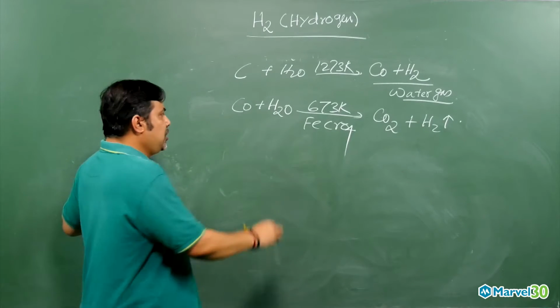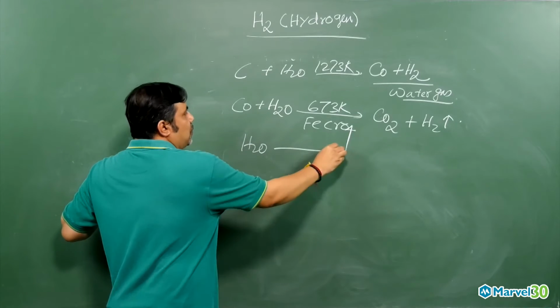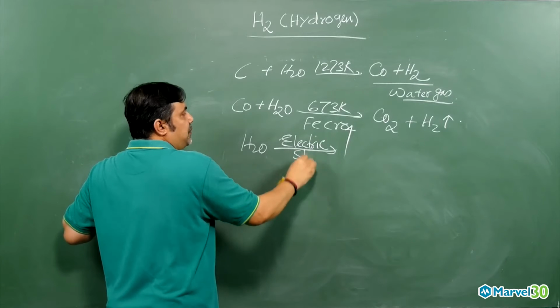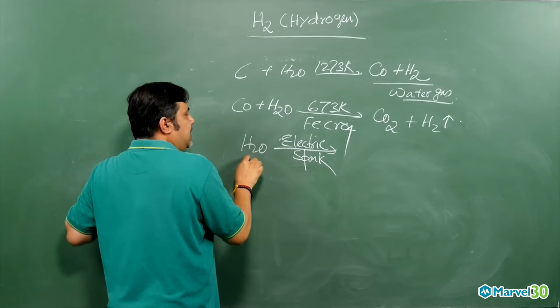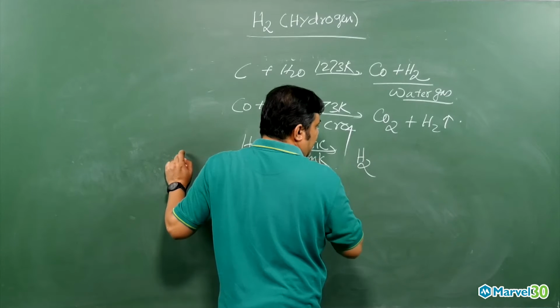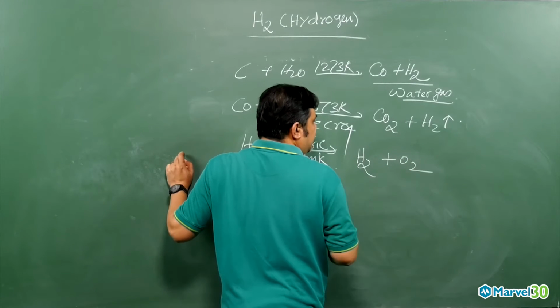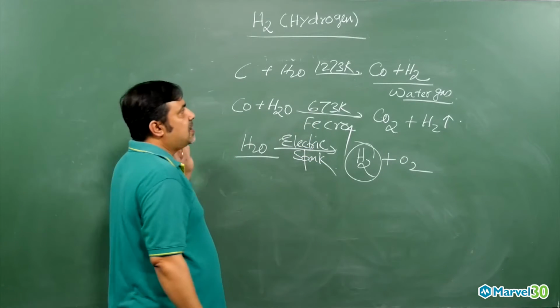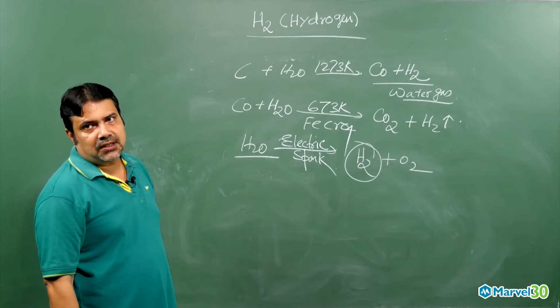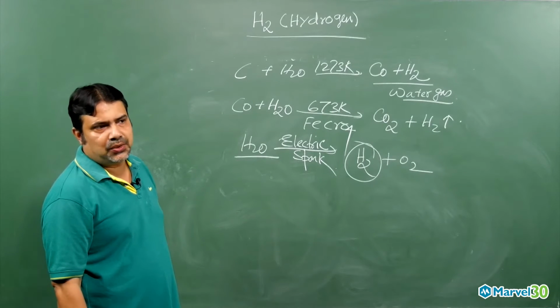Even from the electrolysis of water molecule, if you go for the electrolysis, electric spark if you send over here, then H2O will be dissociated into hydrogen. So from here we will get hydrogen and oxygen. So that means this way also we can generate the hydrogen. So these are the possible ways for the generation of hydrogen, dihydrogen or hydrogen gas.